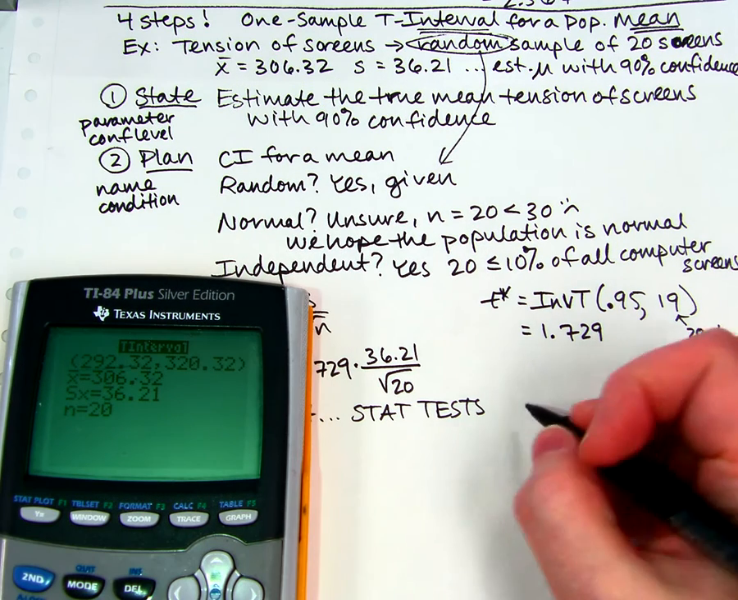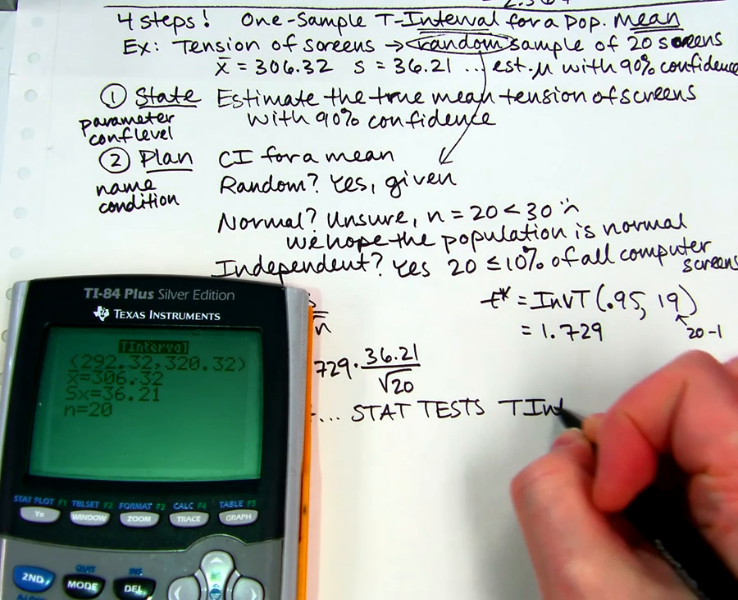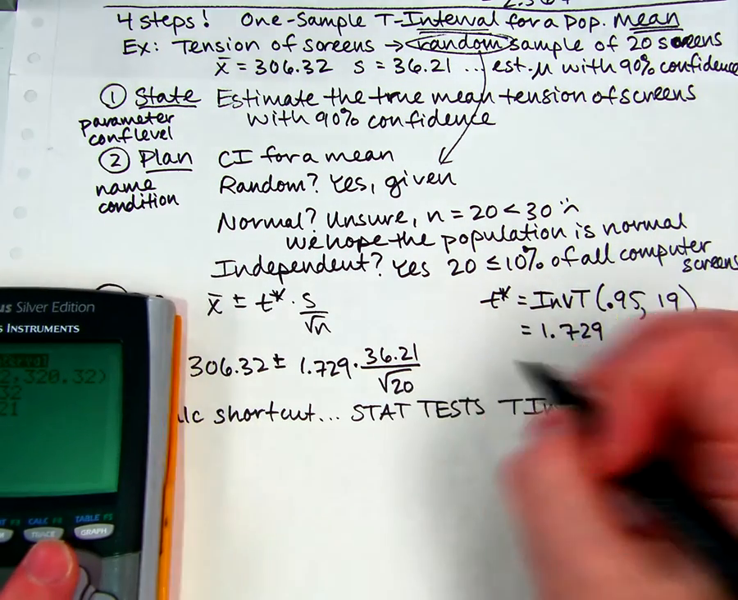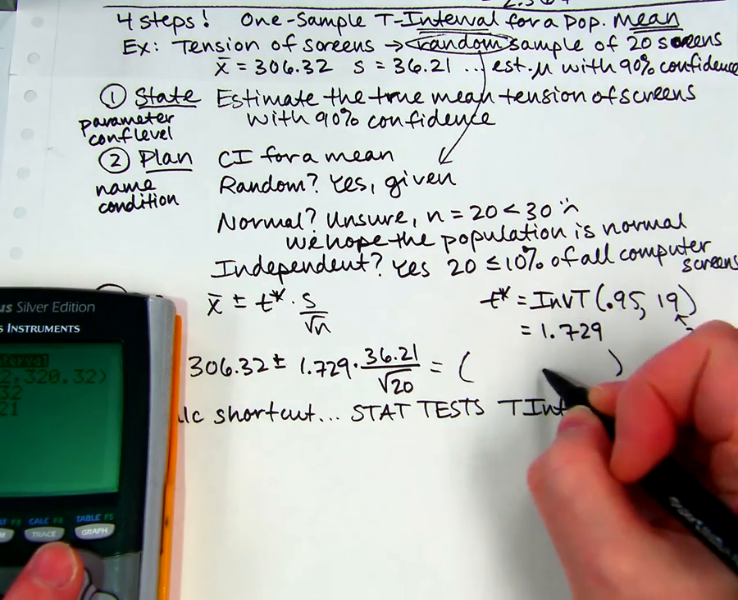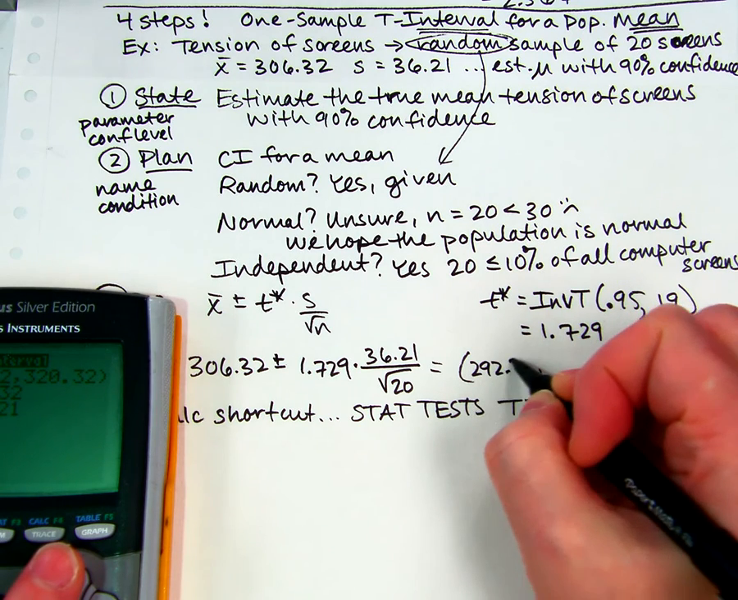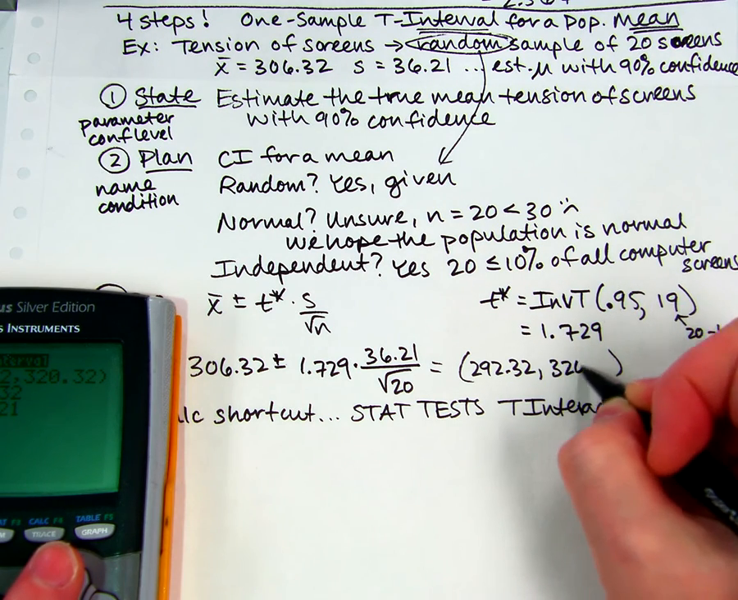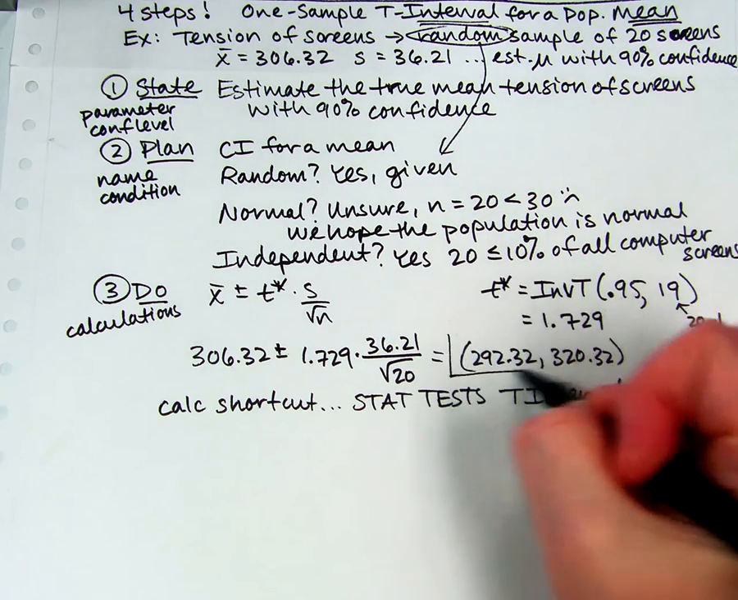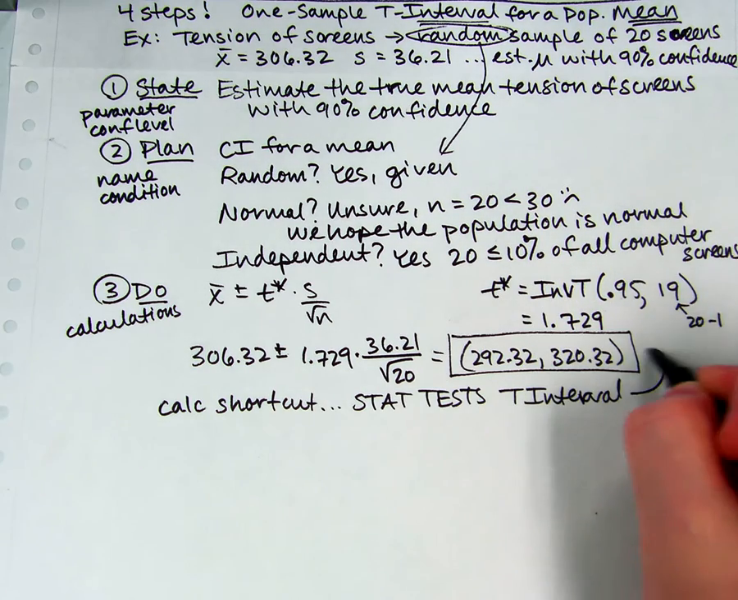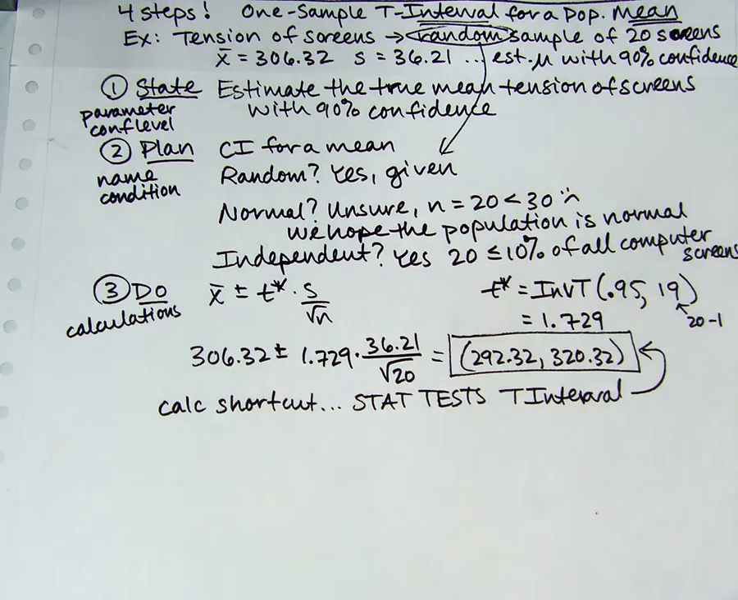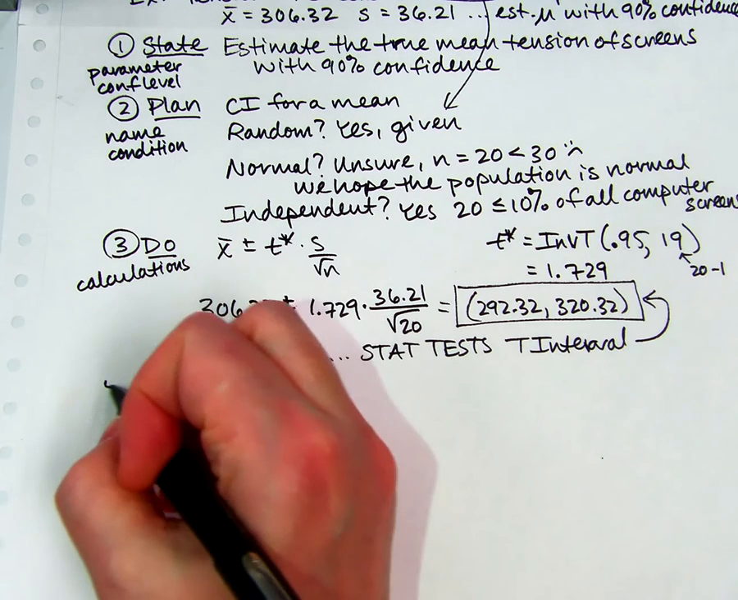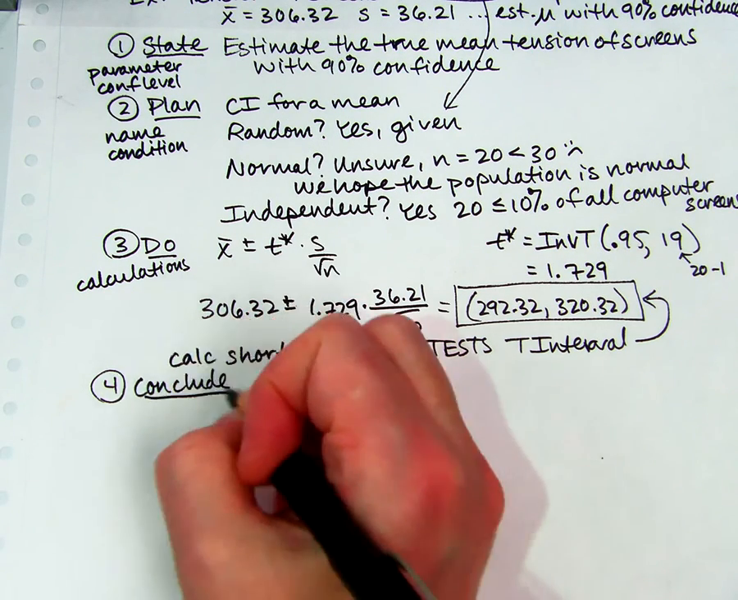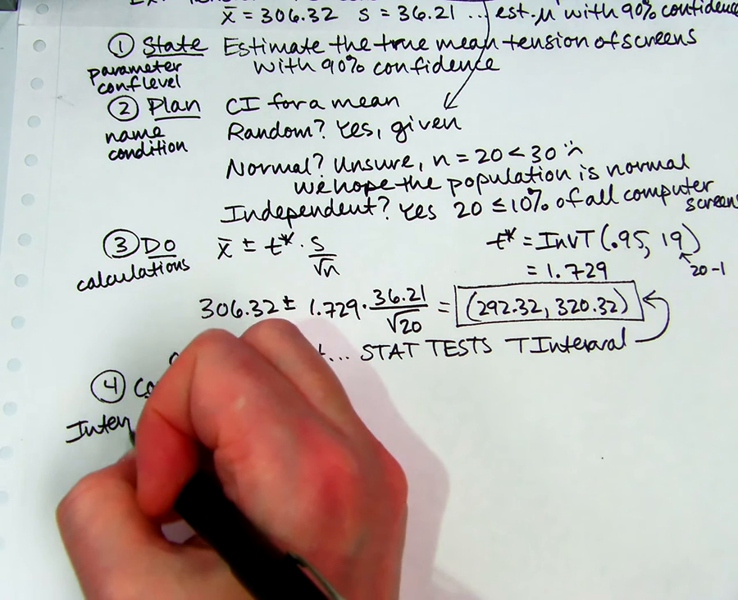So stat tests, we chose t-interval, we put in all the information that we have, and it gives us our, kind of like magic, it gives us our interval, 292.32 and 320.32. All right, this is the answer to part 3, and I could get it from here, or I could get it from typing this. Last step, conclude, which is where you interpret the interval.